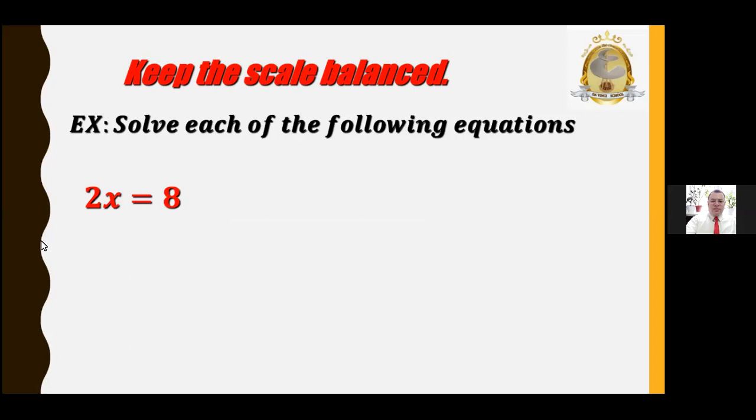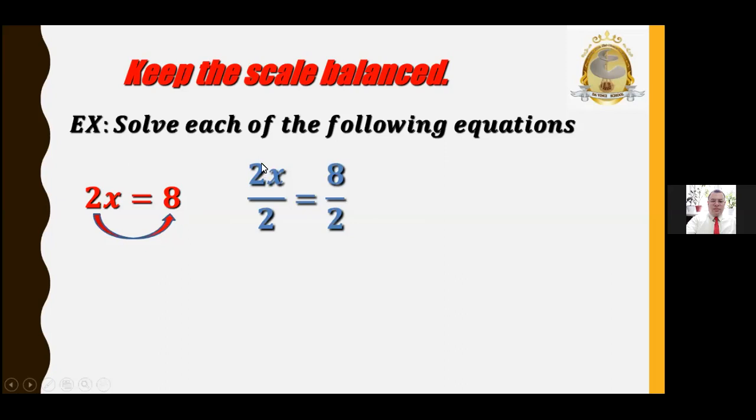2x, let's identify the operation here. 2x, 2 multiplied by x, this is multiplication. As we said, the inverse operation of multiplication is, yes, division. Let's divide both sides by 2. Or you can move it immediately to the other side to find the answer.